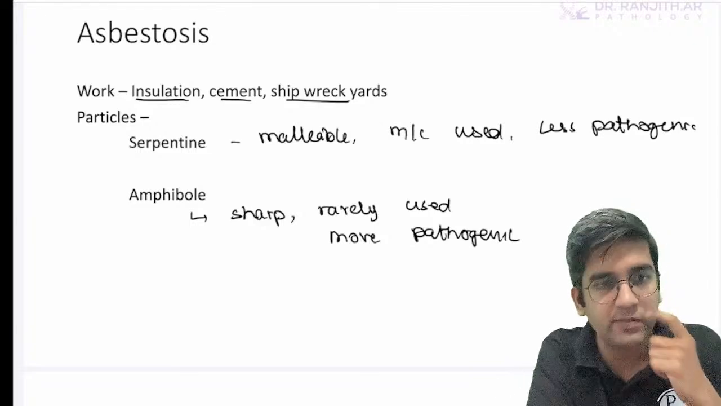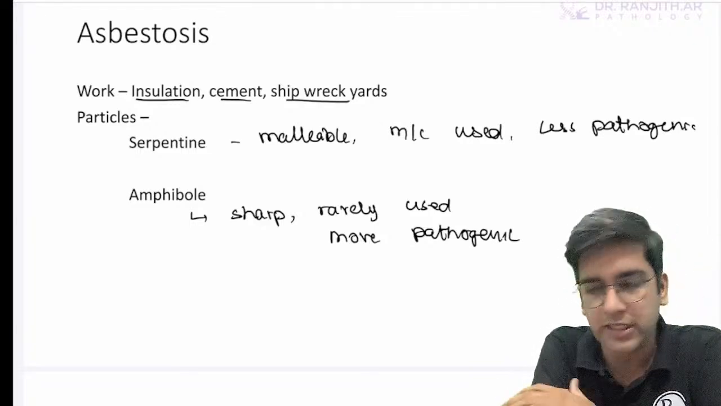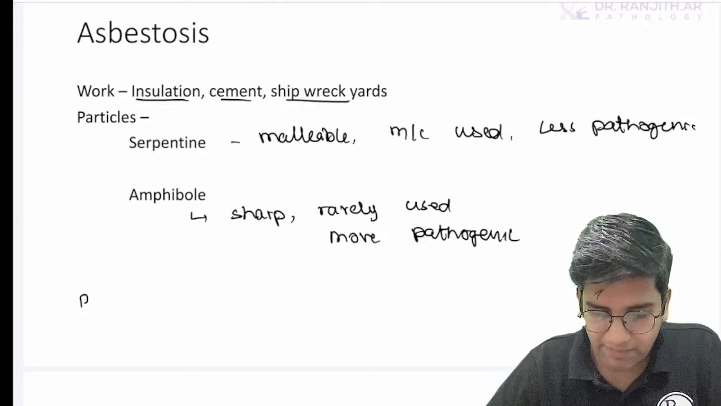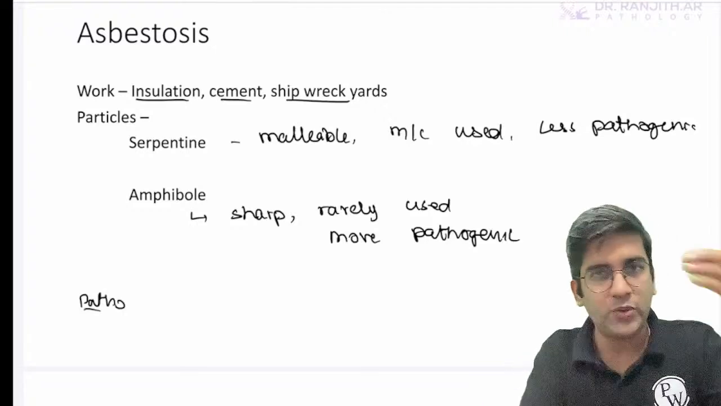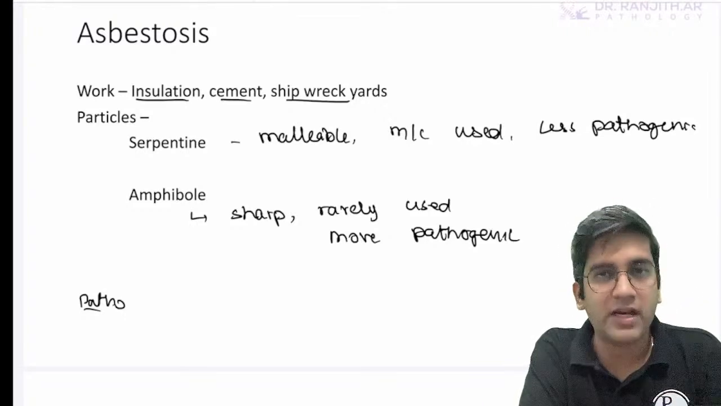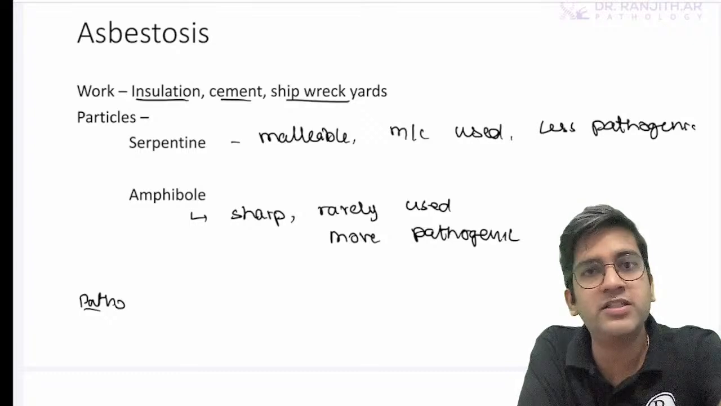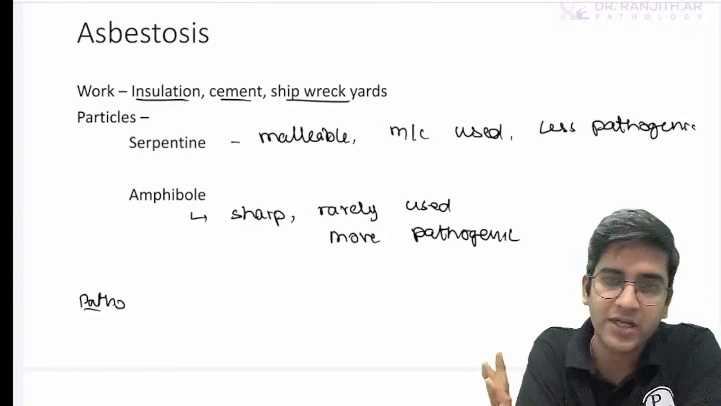Okay, we have two types of fibers in asbestos, serpentine and amphibole. Fine. So once you know that, again, the same pathogenic model, right? Whatever it is, you inhale, the macrophage ate, macrophage could not destroy, presented to the T cells, form granuloma, repeated exposure results in fibrosis.